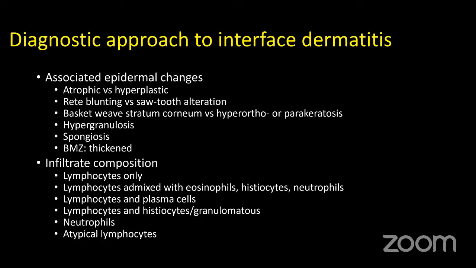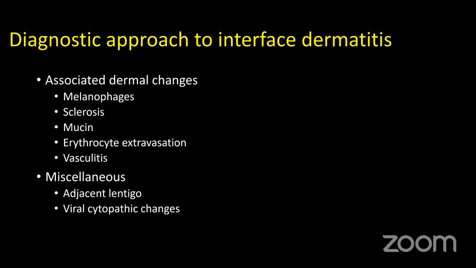You look at the infiltrate. Are the lymphocytes mixed with other inflammatory cells like eosinophils, which would usually put you more in a drug reaction? We know plasma cells usually put us in the category of syphilis. Sometimes you can have a granulomatous component. Sometimes you can have more neutrophils. And sometimes you can have atypia, especially if it's mycosis fungoides. And then work our way down to the dermis.